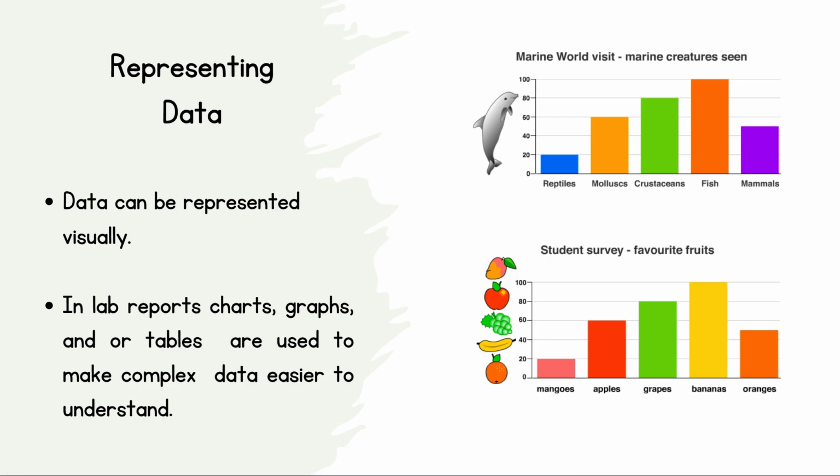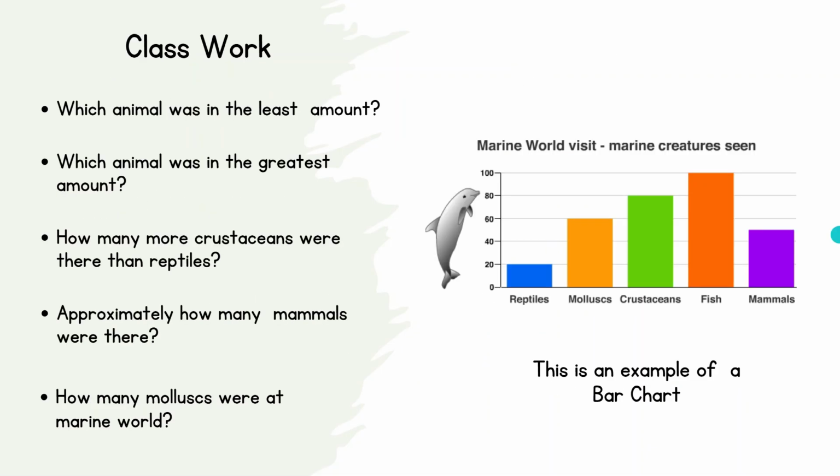Representing data. Data can be represented visually. In lab reports, charts, graphs, and/or tables are used to make complex data easier to understand. Let's look at the first graph. Marine world visit, marine creatures seen. This is an example of a bar chart. So we want to answer the questions by looking at the graph.